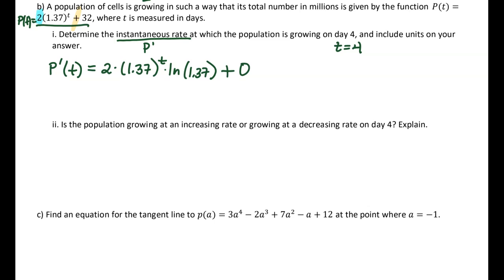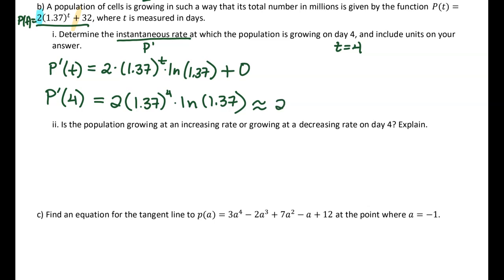We were asked what's the instantaneous rate of change on day 4. So we plug in 4 for our t value. We get 2 times 1.37 to the 4 times the natural log of 1.37, which is entirely a technology question. And my technology crunching gave me about 2.22 if I round to that decimal place. And we're supposed to include units on our answer.